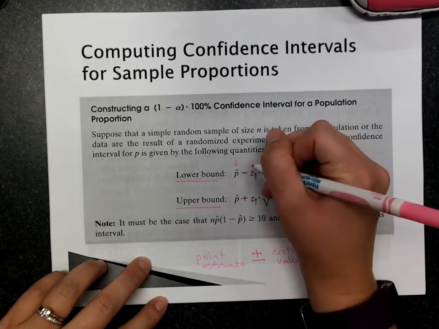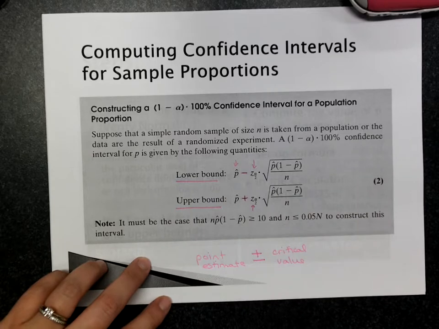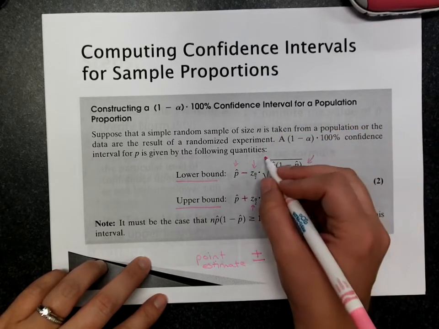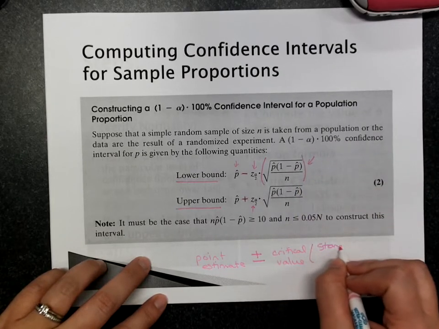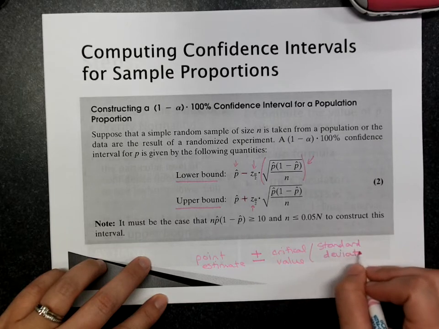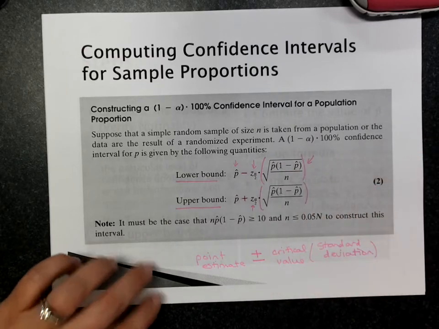So that's the z alpha over 2. That notation is the critical value, the numbers we just figured out, times this crazy formula. This is the standard deviation that we learned in chapter 8. So this is the standard deviation for proportions.